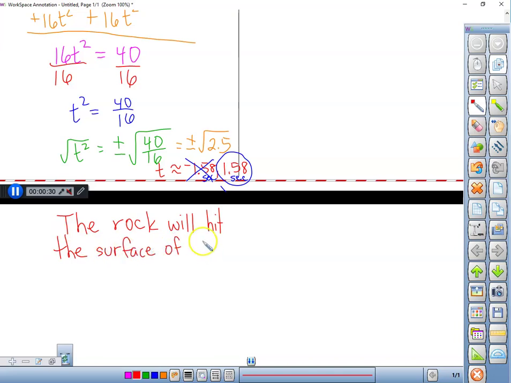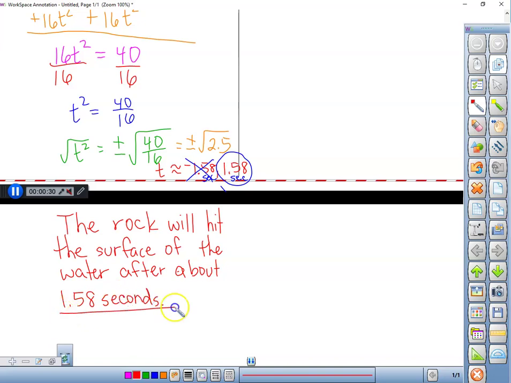There's our context. You can say "at," or you can say "after," which is what I'm going to say. And then again, rounded values. We've talked about the importance in our writing to indicate that with the word "about." After about 1.58 seconds. All right, so that finishes up that type of problem.